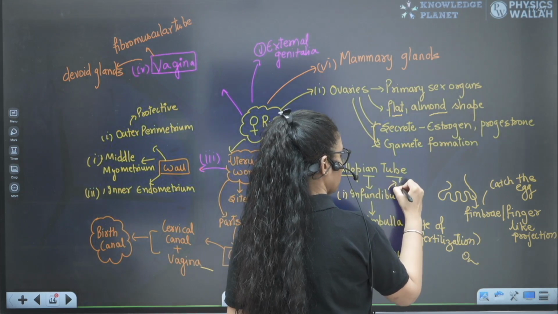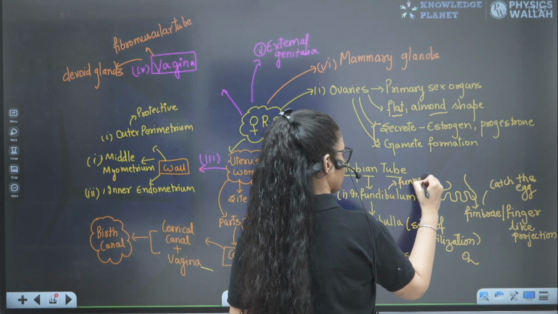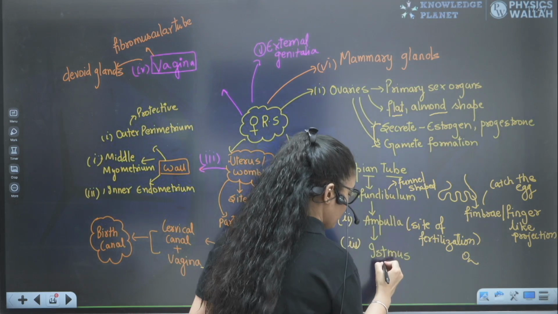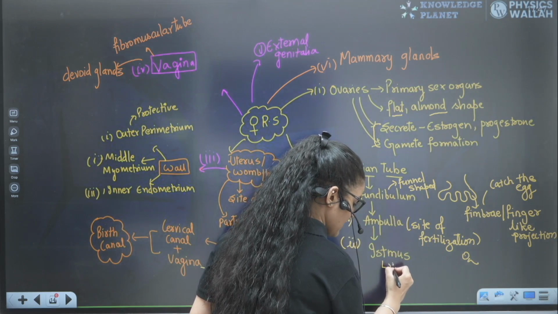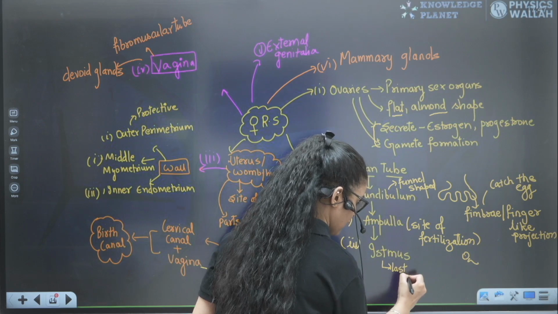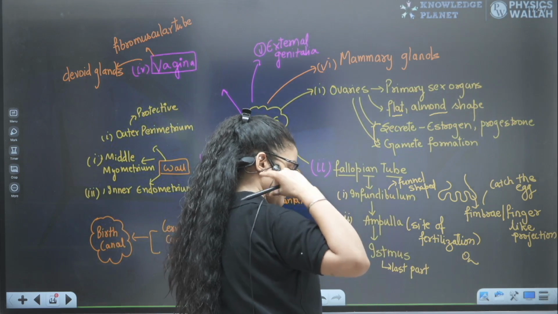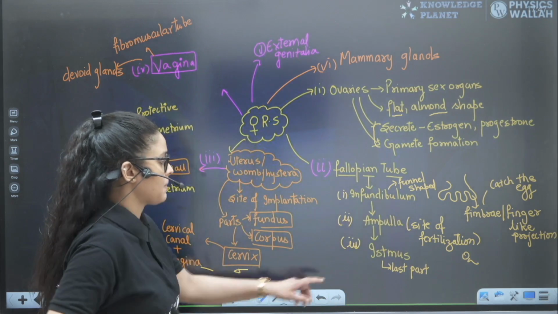So infundibulum is nothing but the funnel shaped tube, as we have seen in the diagram, right? When we talk about isthmus, it is the last part, the posterior part of the oviduct or fallopian tube, as we have seen in the diagram, right? It's a narrow last part.